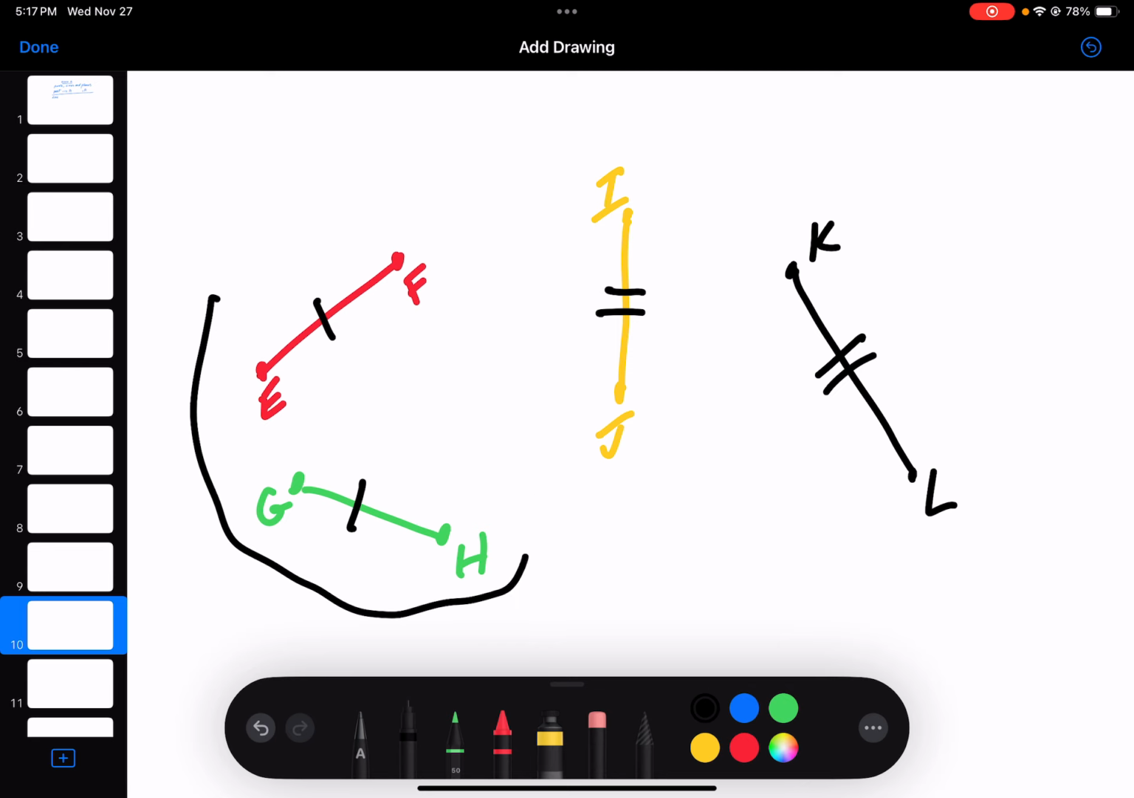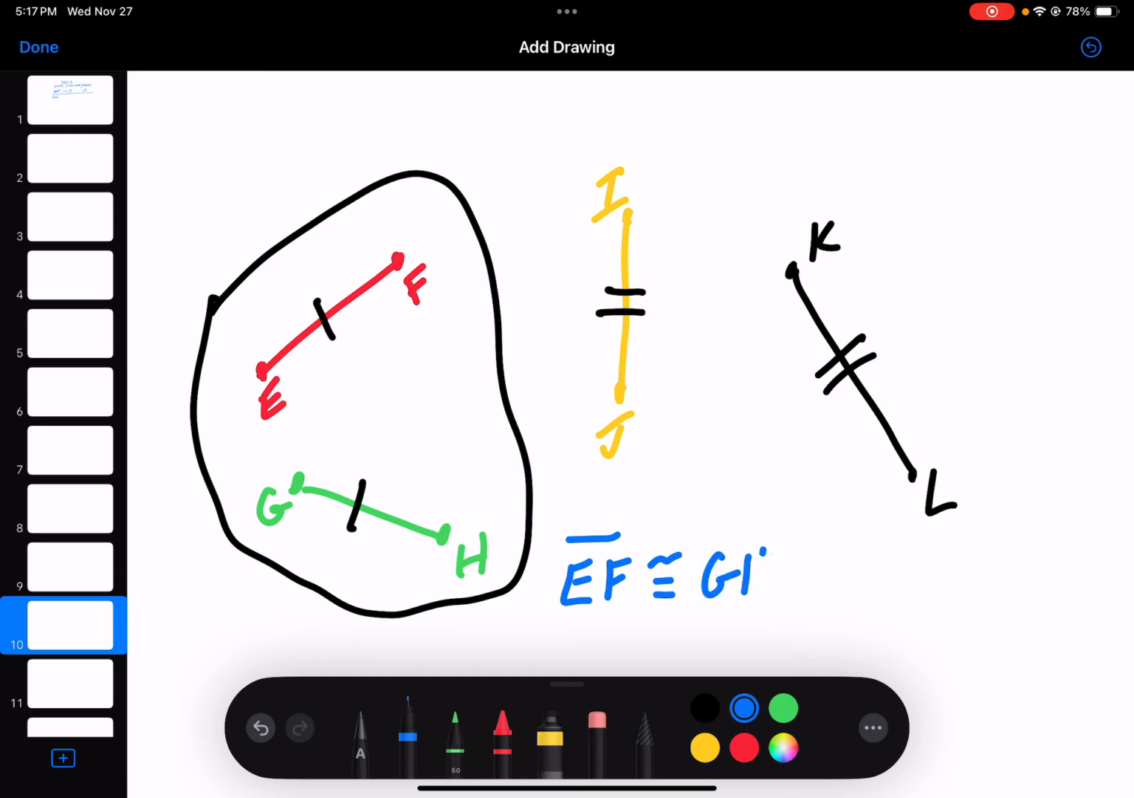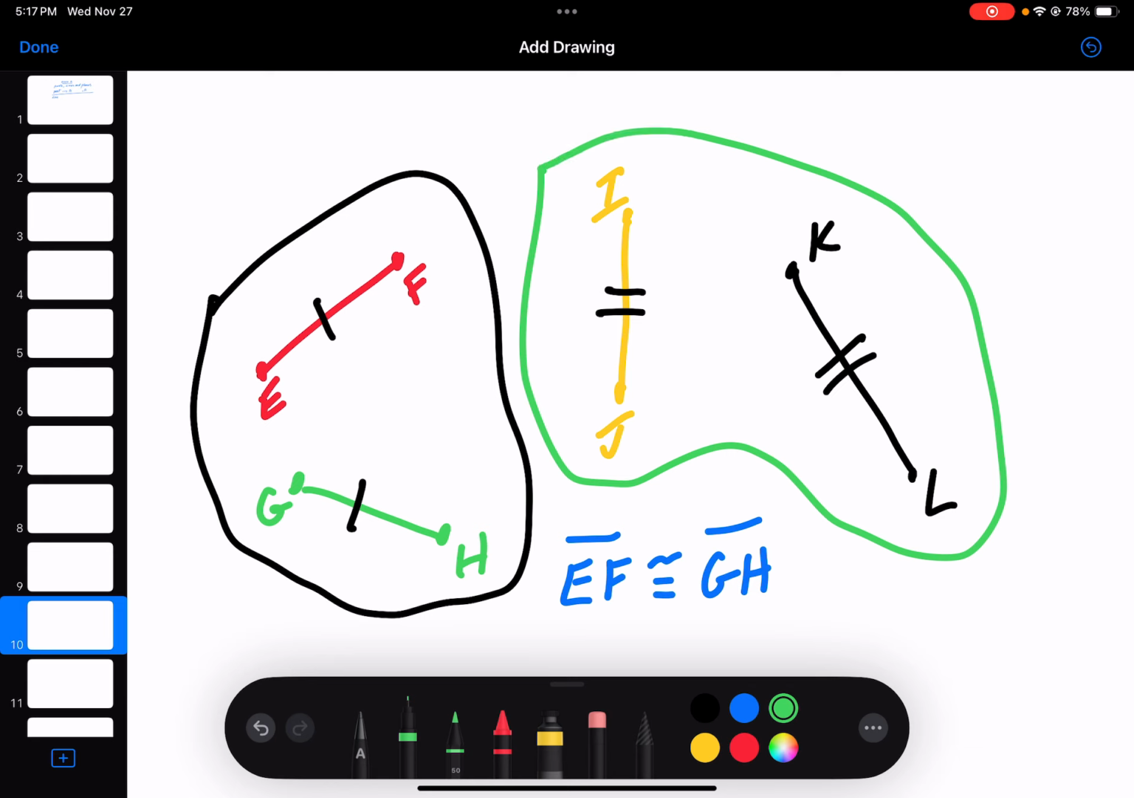So here we only have one tick mark, so we could write line segment EF is congruent to line segment GH. All right, and let me take green for this one. So because we have two tick marks on each side, that means that line segment IJ is congruent to line segment KL. All right. All right, doing good.